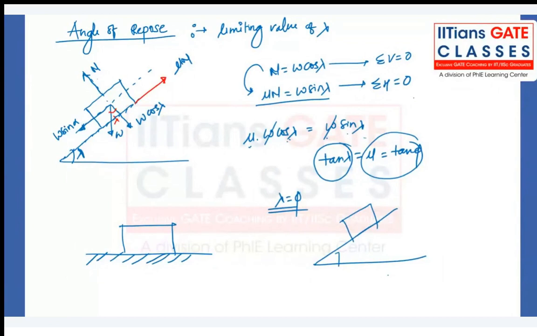I told you, if lambda value is less than phi, what will happen? Body will not slide down. If lambda value is more than phi, body will slide down. That is what you can make a physical significance out of it. Okay.